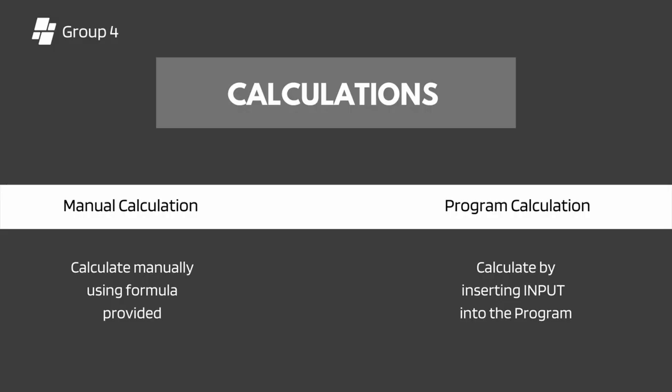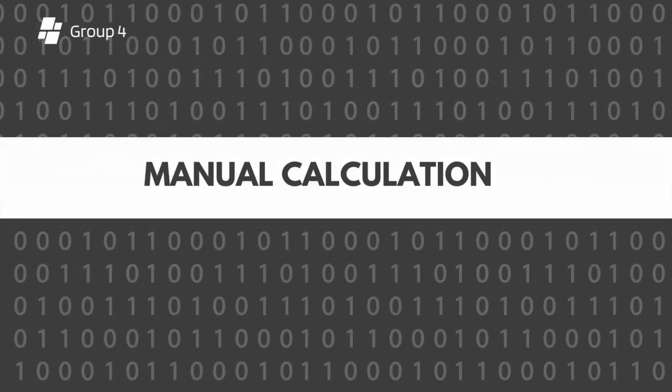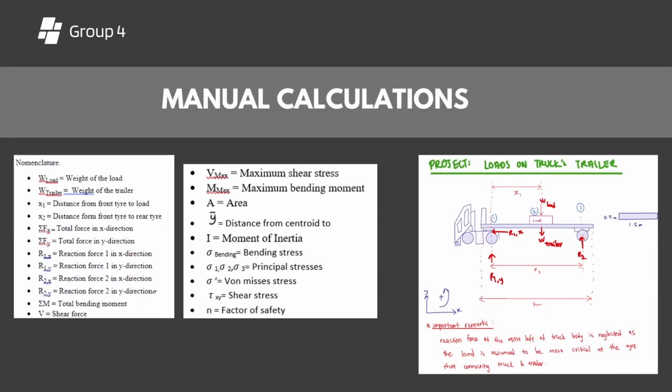Assalamualaikum. I, Muhammad Zikri Hakim, with metric number 172035882, will be presenting on calculation. To be more specific, I will be presenting on manual calculation. For the manual calculations, this is the list of the nomenclature that we will be using.